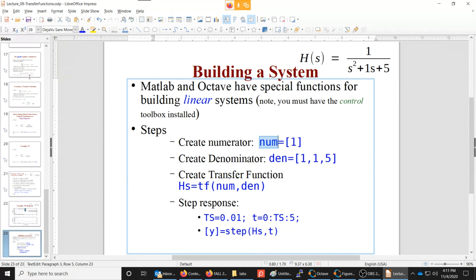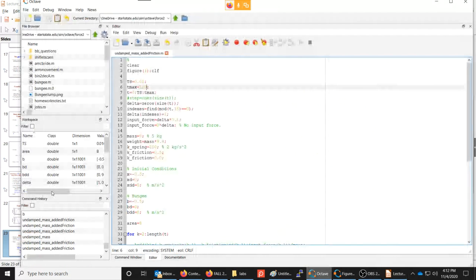Then you build a variable for your denominator, which are the coefficients in the denominator. And then you call the TF function. So you say my transfer function, h of s, which I just, you can't use parentheses or subscripts in the Matlab code, so you just call it h of s, is equal to the tf function of numerator comma denominator, and it will pump out a system.